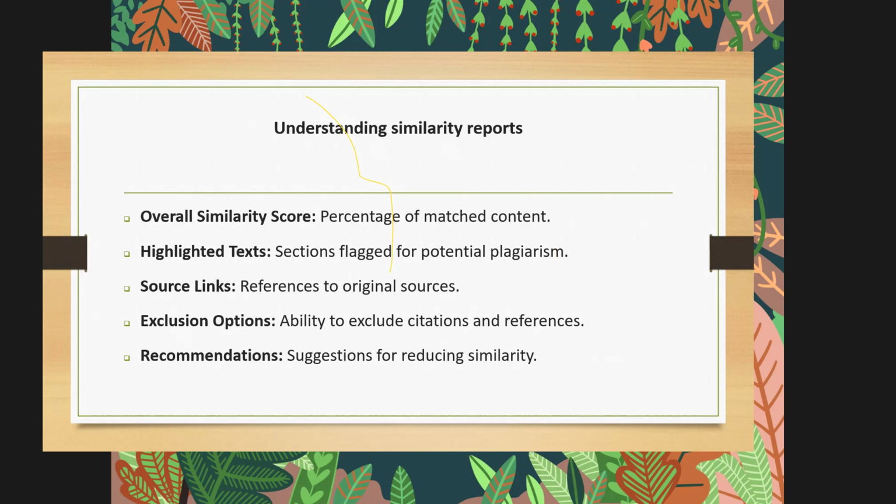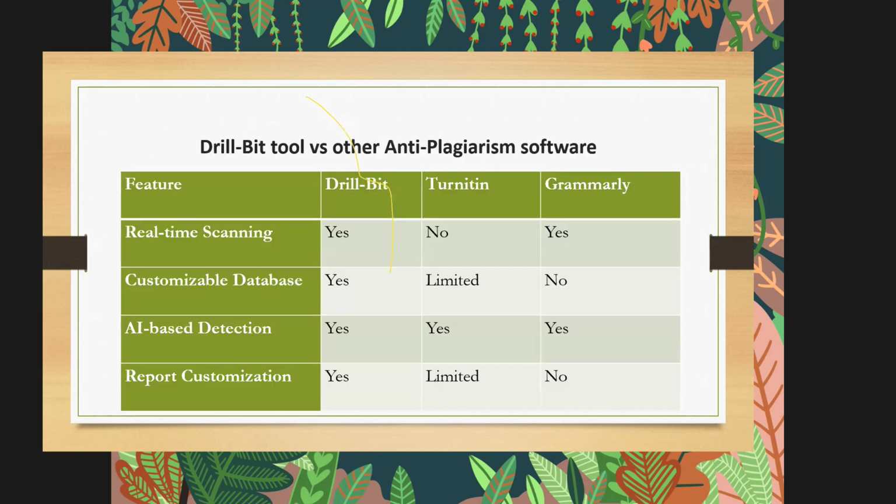Understanding the similarity report. Overall similarity score: the percentage of matched content. Highlighted text: sections flagged for potential plagiarism. Source links: references to original sources. Exclusion options: the ability to exclude citations and references, so that the similarity report doesn't include them. Recommendations: suggestions for reducing the similarity.